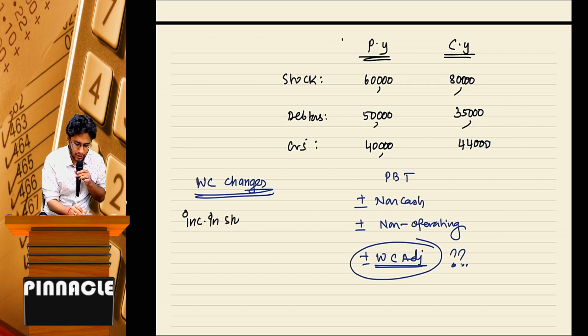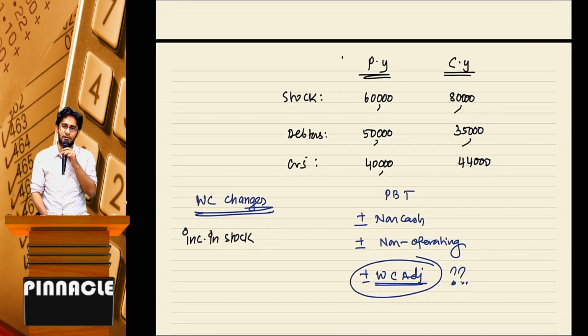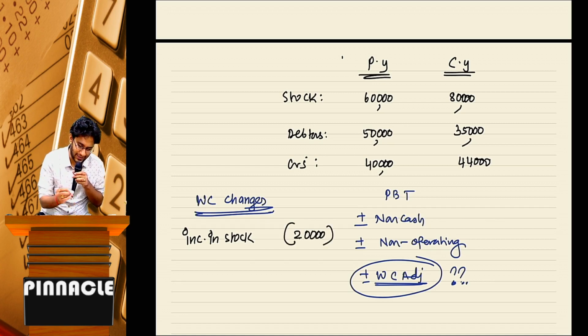Increase in stock compared to last year, current year. From 60 it became 80, sir. 20,000 change is there. Outflow, no inflow, no? Simple answer: outflow, 20,000. Sure. Okay, correct answer.